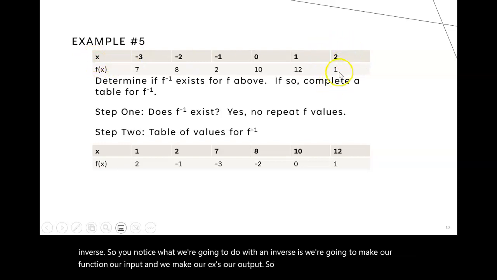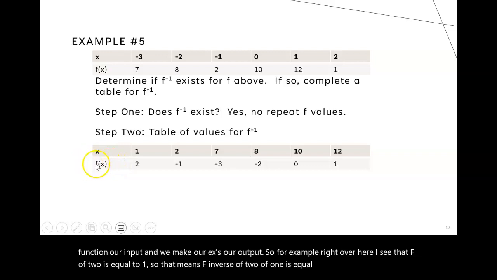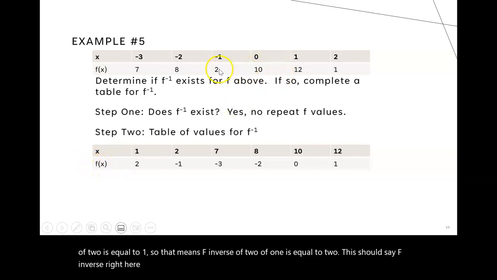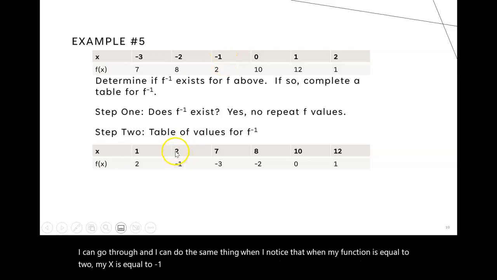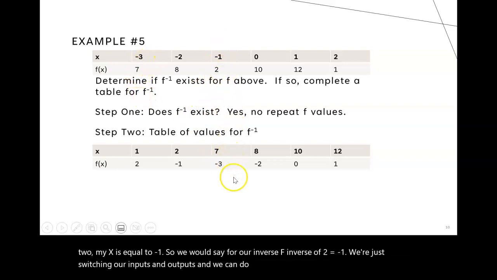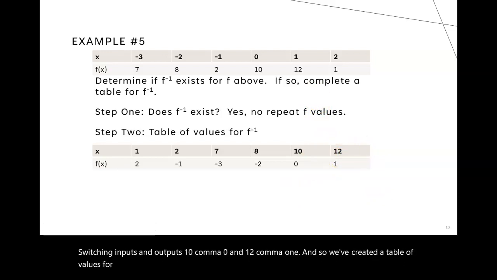So for example, right over here, I see that f of 2 is equal to 1. So that means f inverse of 1 is equal to 2. This should say f inverse right here. I can go through and I can do the same thing when I notice that when my function is equal to 2, my x is equal to -1. So we would say for our inverse, f inverse of 2 equals -1. We're just switching our inputs and our outputs. And we can do the same at 7, -3, 8, -2, switching inputs and outputs, 10, 0, and 12, 1. And so we've created a table of values for f inverse.